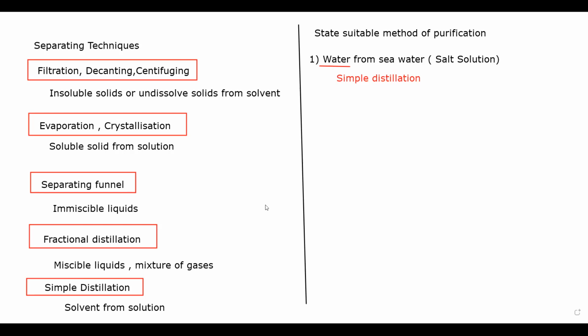A separating funnel is used for separating immiscible liquids. Immiscible liquid means liquid which does not mix with each other. So here we have a salt solution. Whenever we need a solvent from the mixture, we use simple distillation. The salt will be left in the distillation flask and we collect the water. Fractional distillation is for miscible liquids and the separating funnel is for immiscible. Miscible liquid means liquids which can mix with each other.